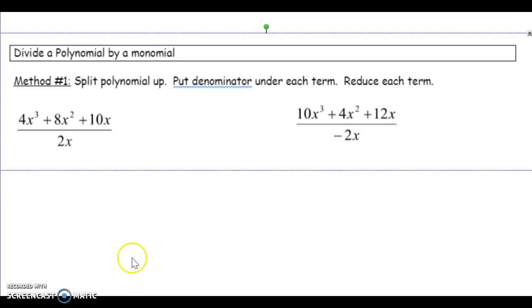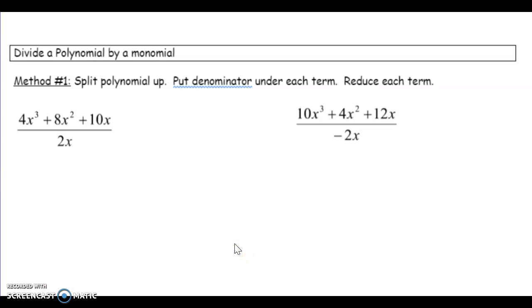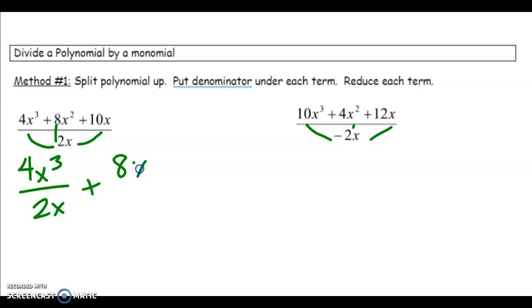And here we go. We are going to talk about how to divide a polynomial by a monomial. This, I think, is the easiest way of division. We're basically going to split this 2x up into each one. So I'm going to rewrite it, and I'm going to do 4x to the third over 2x. I'm going to keep that addition sign. It's going to be 8x squared over 2x. I'm going to keep that addition sign, and it's going to be 10x over 2x.